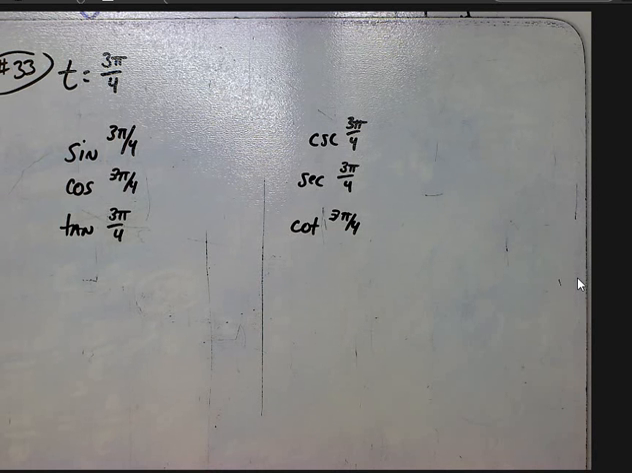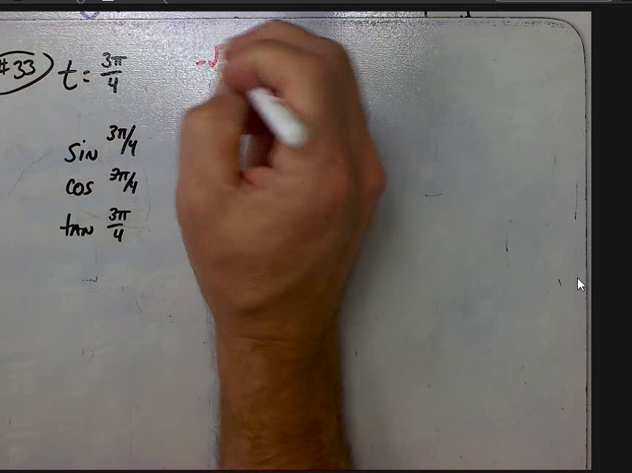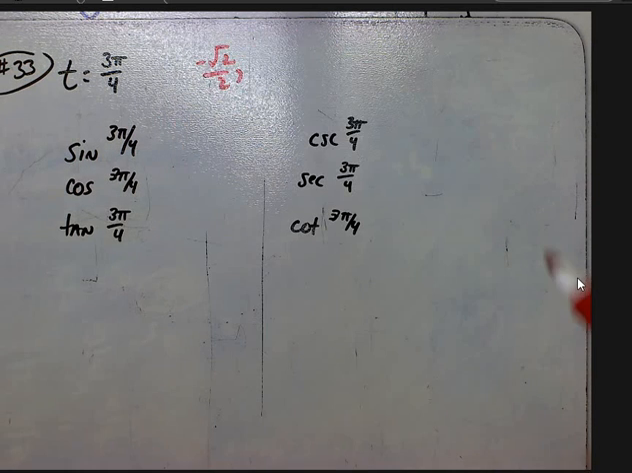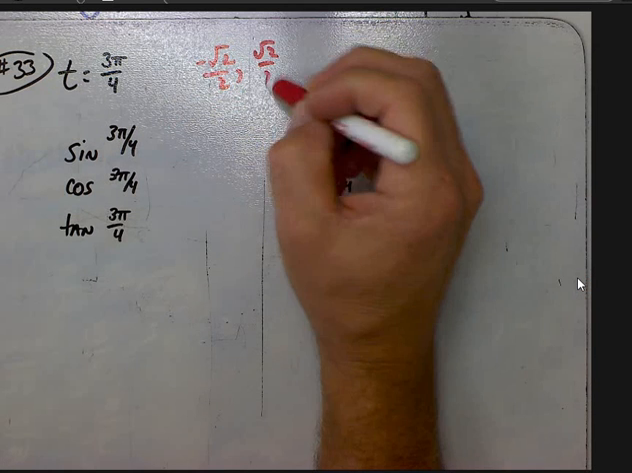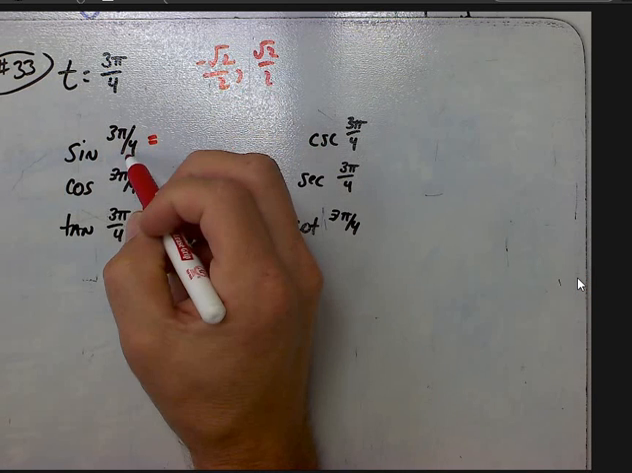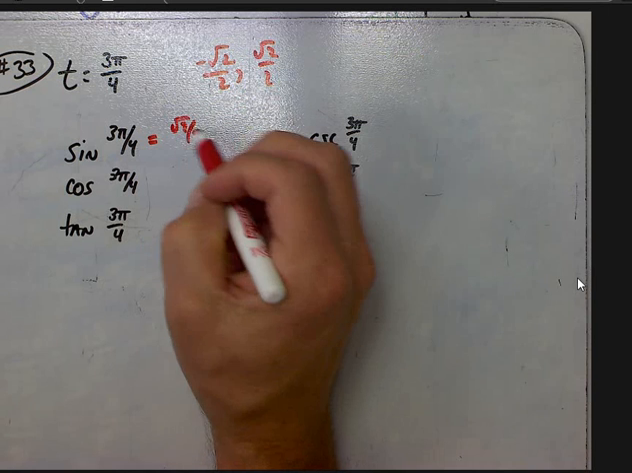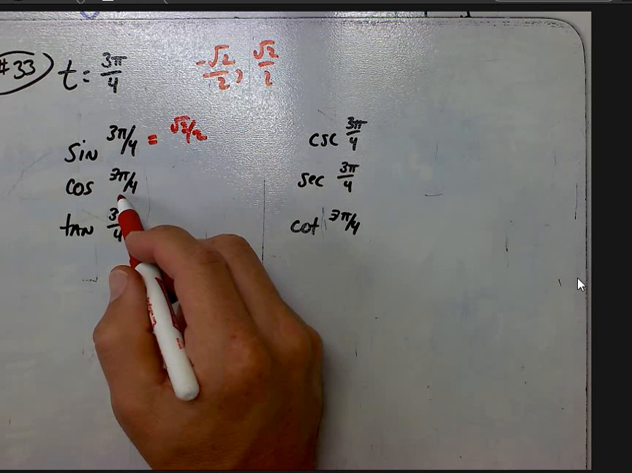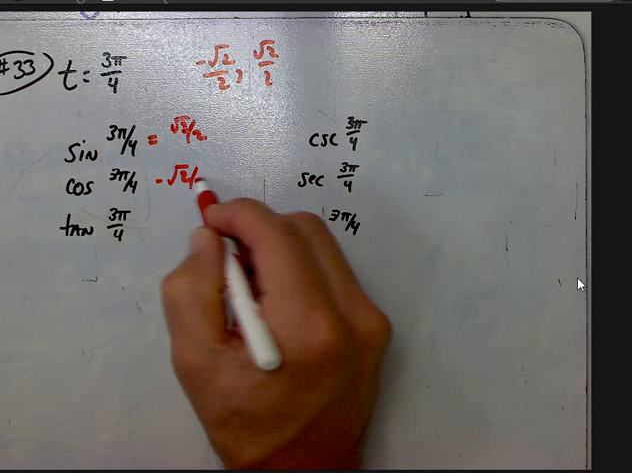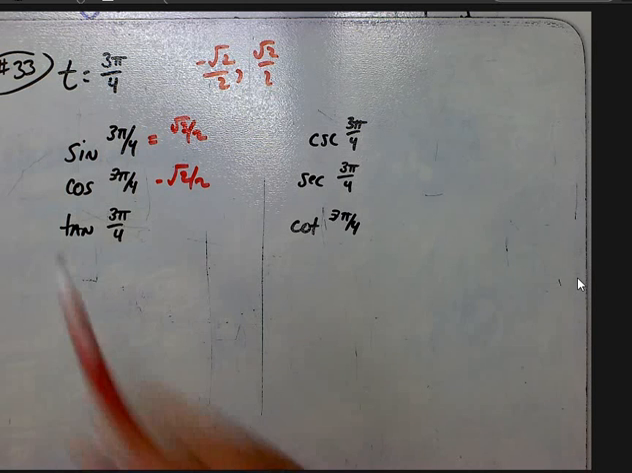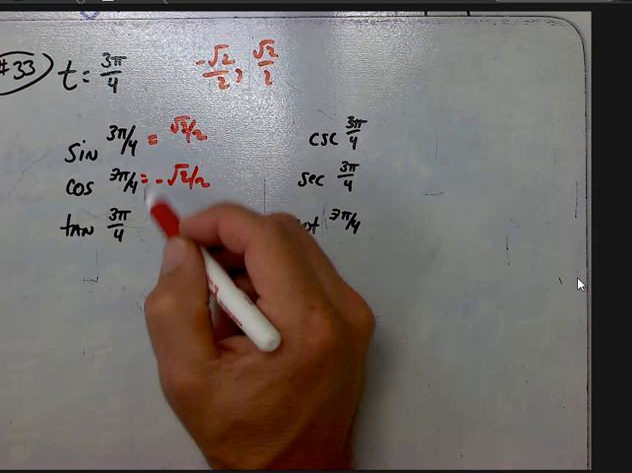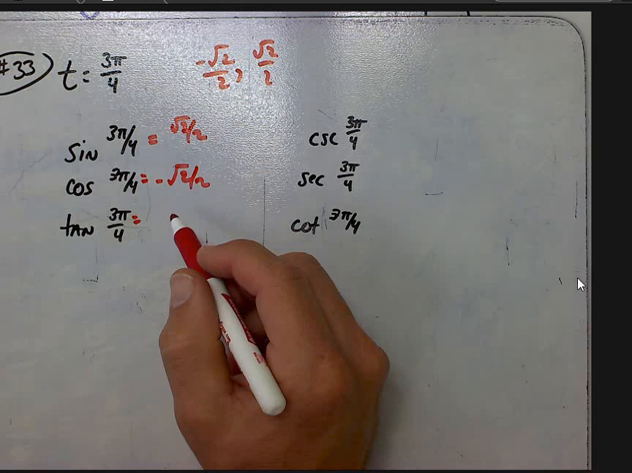Okay, well, 3 pi over 4 is the same as negative square root 2 over 2, comma, square root 2 over 2. So sine is equal to the y, so it's square root 2 over 2. Cosine is equal to the x, so it's negative square root 2 over 2. Tangent is equal to y over x. So if I take square root 2 over 2 divided by negative square root 2 over 2, you should get negative 1.